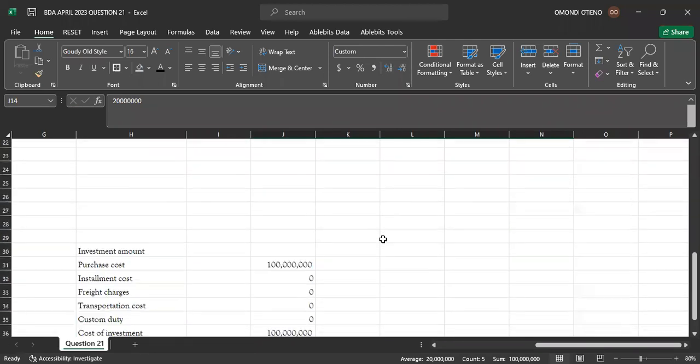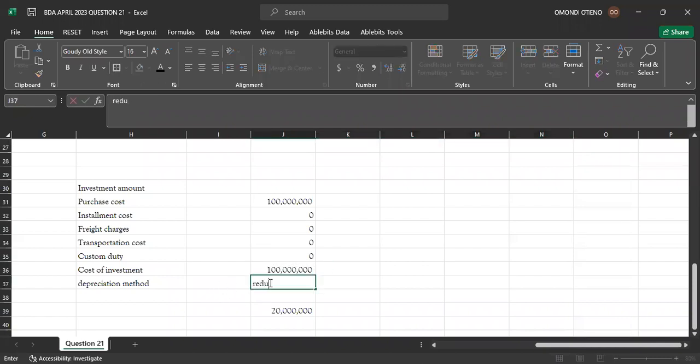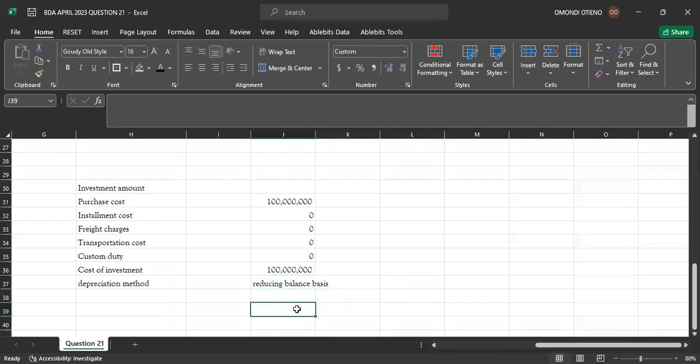But we have been told it is going to be on reducing balance basis. On reducing balance basis, forget about the salvage. Don't bother yourself looking for the salvage. If you're told to do it on reducing balance basis, the method here is reducing balance. So the reducing balance basis, this is what we are going to do.